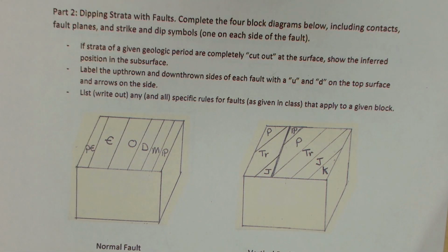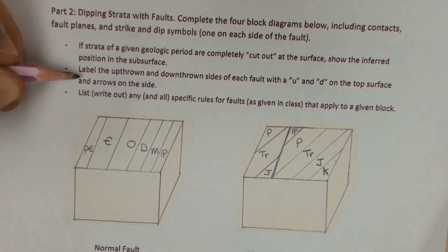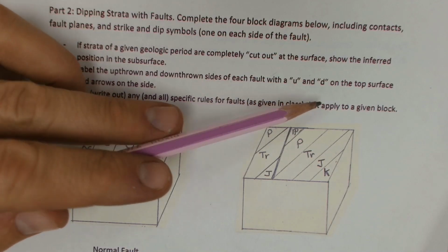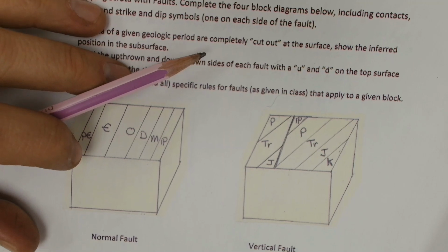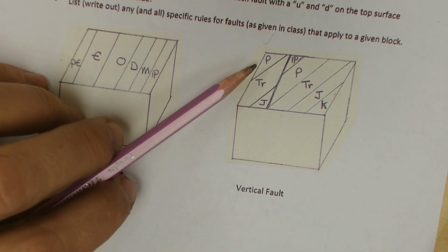And we should have one age for each thing. Again, this is kind of conceptual, not necessarily a real-life scenario. Label the up-thrown and down-thrown sides of the block with a U and a D on the top surface. And then list out any specific rules. And by rules, just the why. Why were you doing this? Okay.